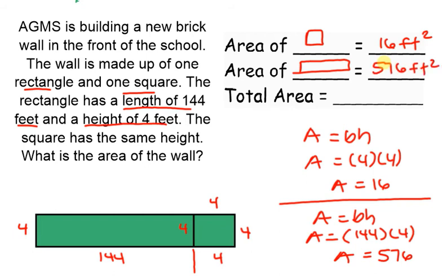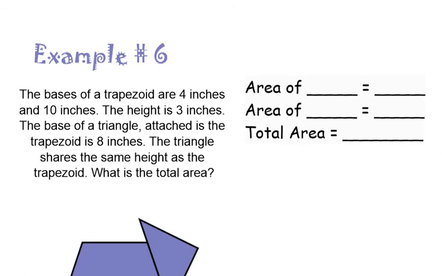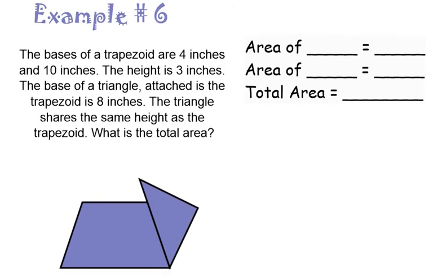Okay, when we add the 16 from the square, that's going to give us 592 feet to the second power. All right, let's look at another example here.